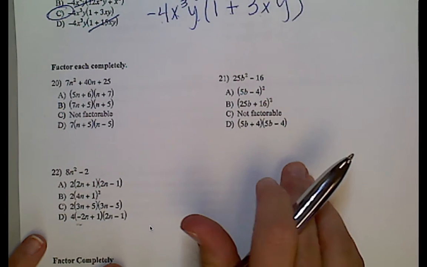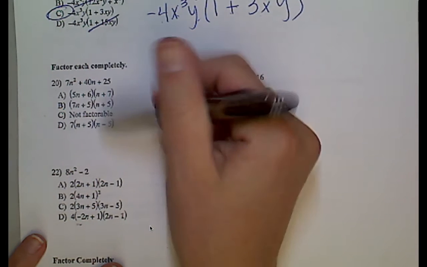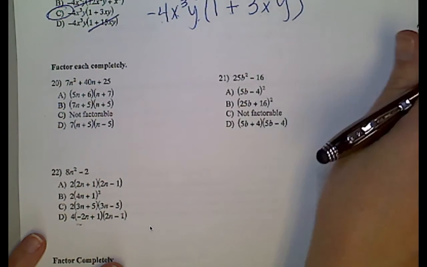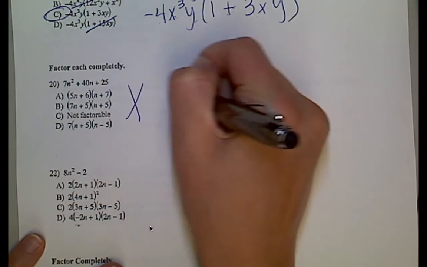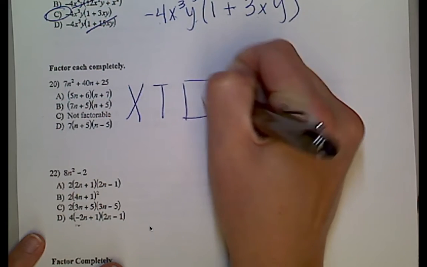Now, 20 through 22, you can Blooket just fine, okay? So you can type them all in until they work out. There's nothing wrong with that. So if I'm looking at this, 7 doesn't go into all of them. I'm going to have my X, my T, and my box.